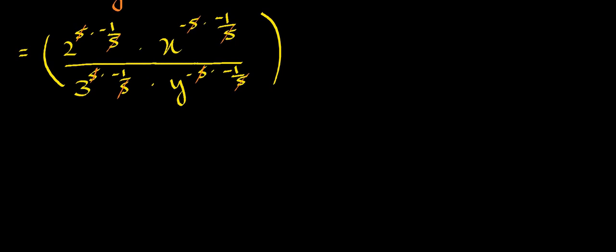Now what happens really over here is, that is equal to 2 raised to minus 1 into x raised to, now this minus minus becomes plus, so we have a positive x over here, upon 3 raised to minus 1 upon y raised to, what do we have over here? Y raised to, again minus minus, we have plus 1.